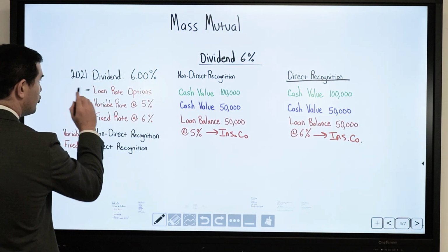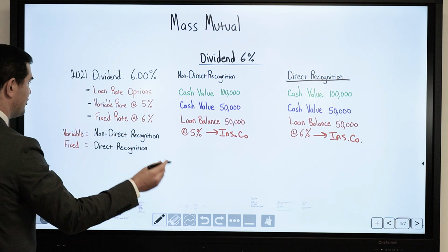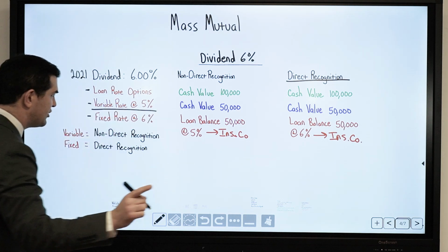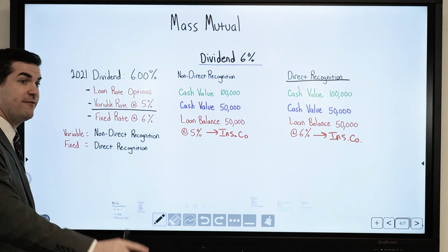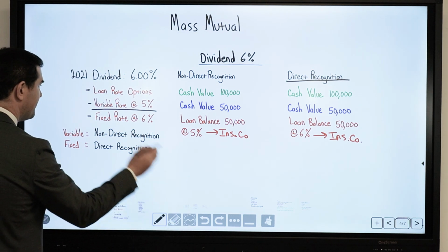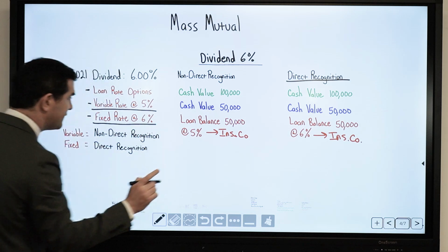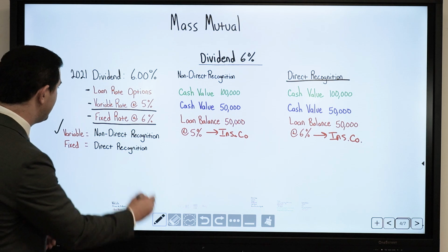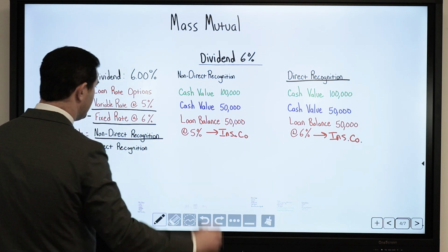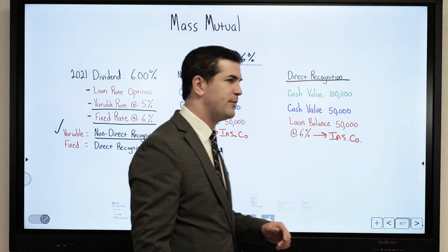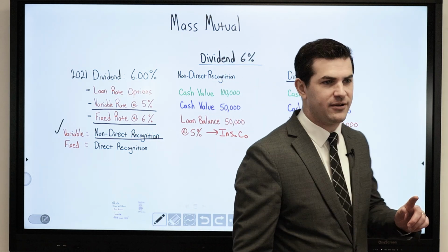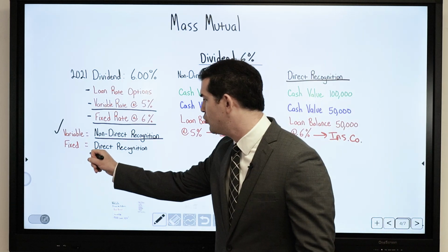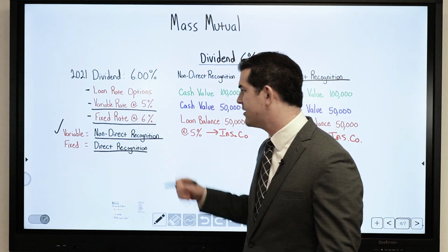When it comes to their loan rate options, however, they have two options. A lot of people aren't aware of this. They have a variable loan rate option, which has a floor and current rate of 5%, has been there for a while now. And then they have a fixed rate of 6%. Here's the neat part. If we select the variable rate, our policy will be a non-direct recognition policy. However, if we select the fixed loan rate, then our policy will be a direct recognition contract.